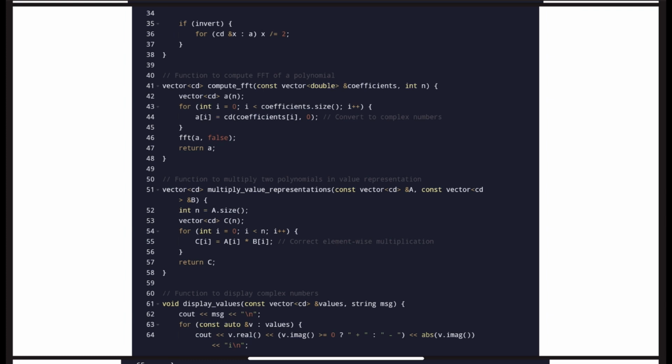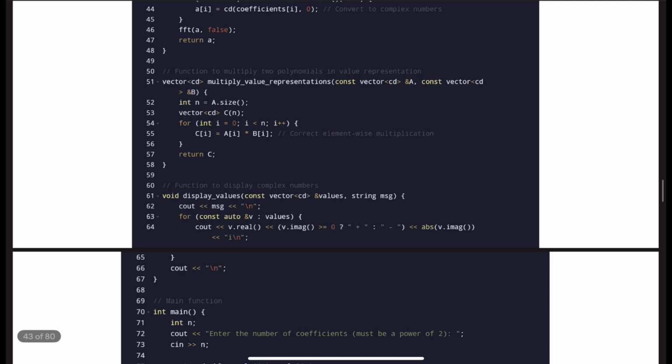Then the multiply value representation. This function multiplies two polynomials in the value domain by performing element-wise multiplication. Here's the multiplication. Then the display values. Display values shows all the values by a for loop.